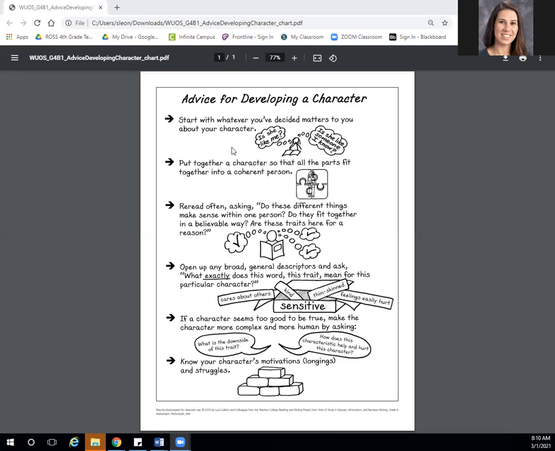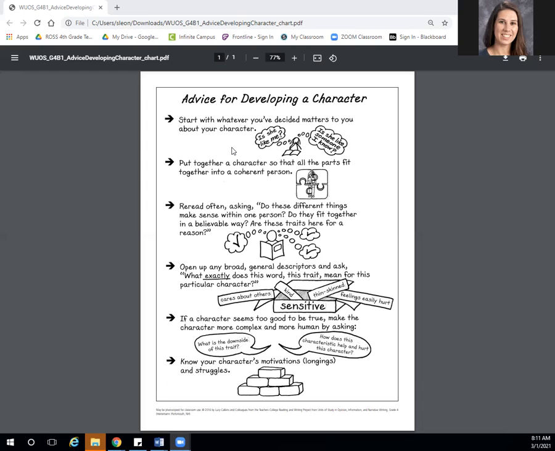Open up any broad general descriptor, so any adjectives that would describe the character. What exactly does this word, this trait, or this particular thing mean for this character? Does the character care about others? Are they sensitive? Are they kind? Are they thin-skinned? Do they get their feelings hurt easy? Maybe they're very brave. What does that mean to be brave? And all those kinds of things that go along with it.